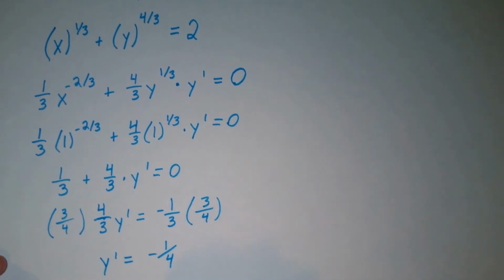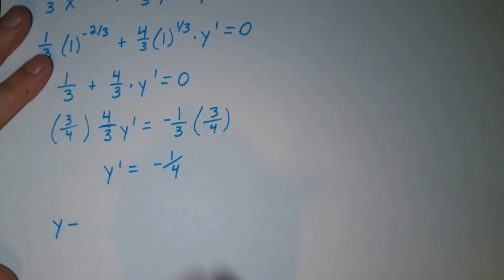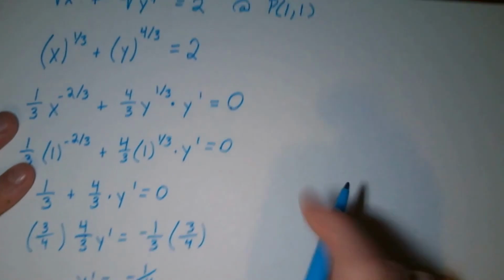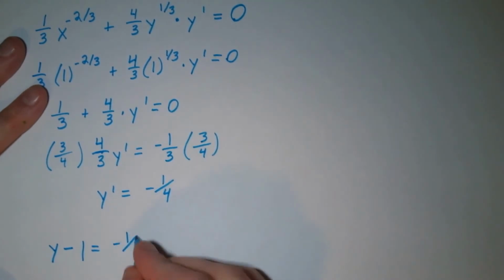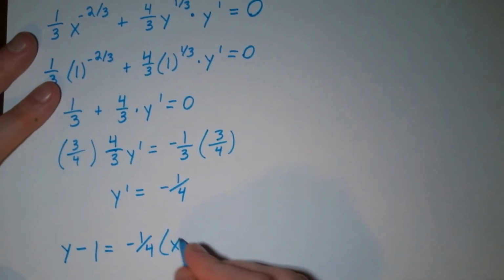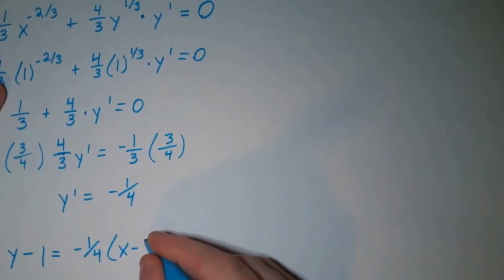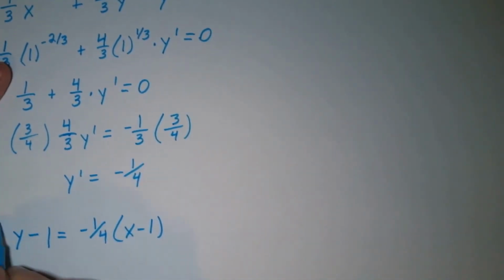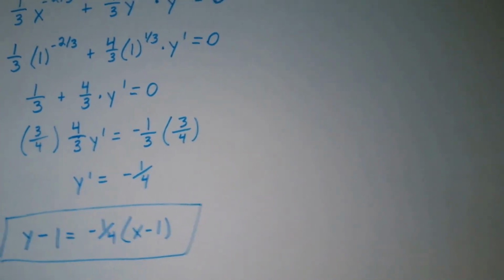That means that the actual equation for a tangent line will be y minus the y coordinate of the point we were given, which is 1, equals negative 1/4 times x minus the x coordinate we were given, which was also 1. And that would be the equation for our tangent line in this case. All right, let's look at the next example here.